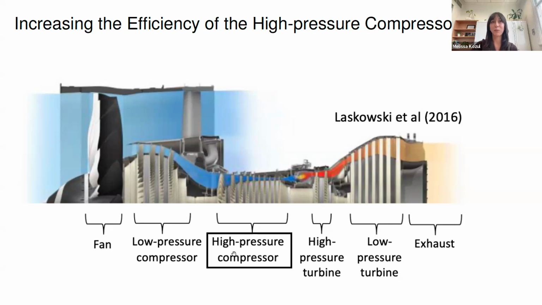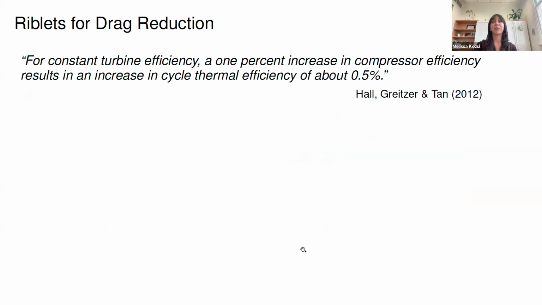So if we look at this high pressure compressor, we have from the literature that if the turbine stays the same, a 1% increase in the compressor efficiency results in an increase in the cycle thermal efficiency of about 0.5%. So this is a good target. Now, 0.5% doesn't sound like a lot, but given the many billions of dollars of fuel that is used and the quantity of emissions that we're talking about in aviation, this is definitely the scale of things that engine manufacturers chase.